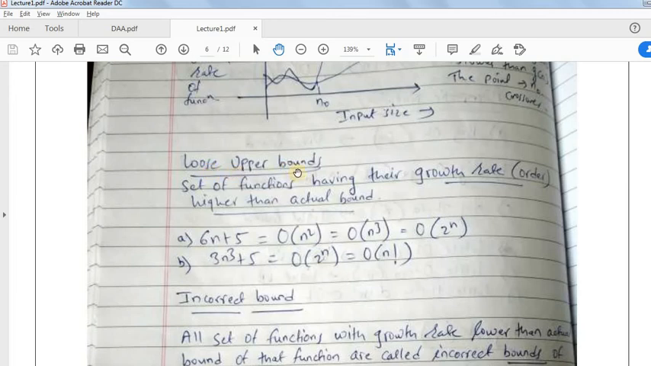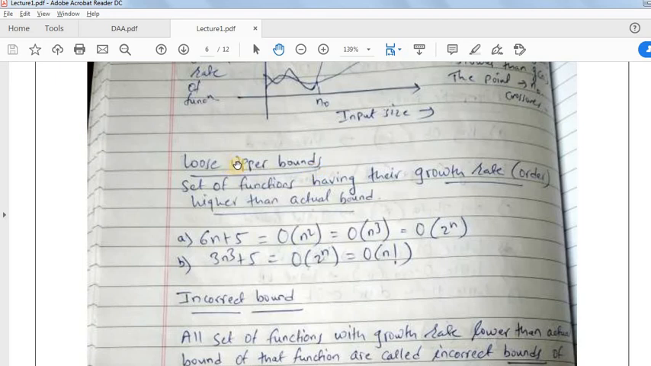The definition of loose upper bound: set of functions having their growth rate or order higher than the actual bound. So what are the upper bounds for 6n plus 5? 6n plus 5 is coming under the linear category. So for n, I have quadratic more, then cubic more, then exponential, that is 2 raised to n, more, and n factorial more. All these are more than 6n plus 5. So all these will come under the category of upper bounds.